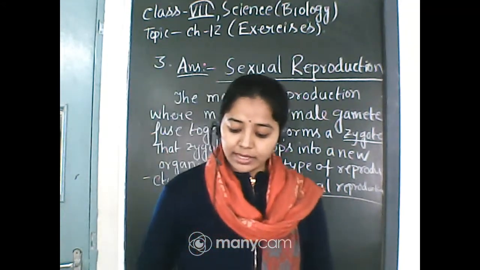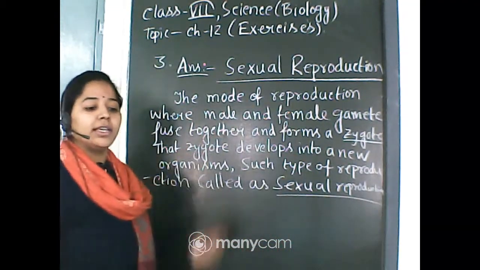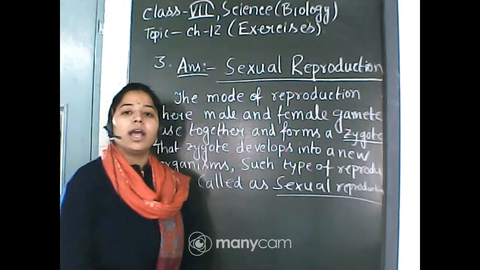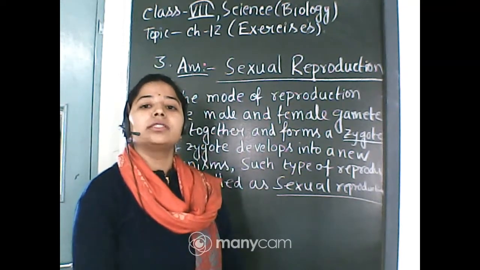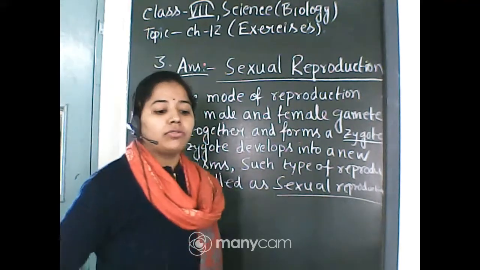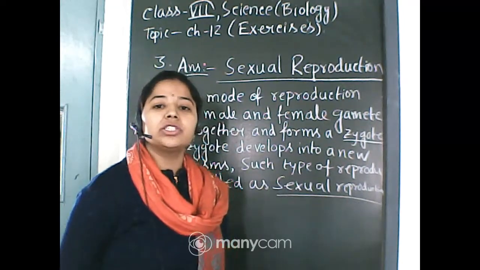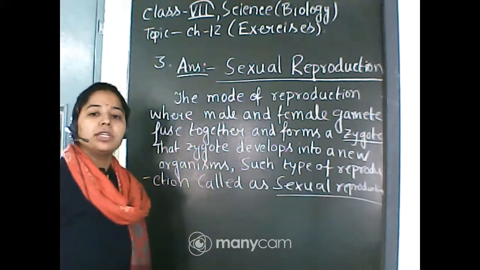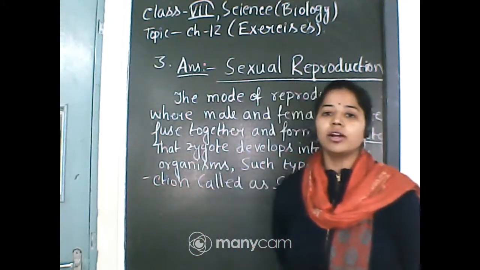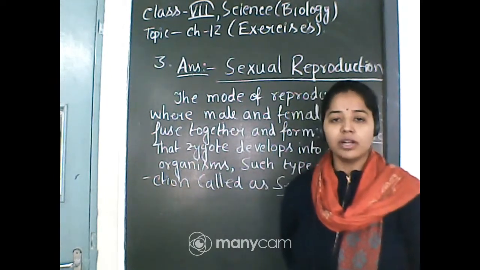Explain what you understand by sexual reproduction. Actually, what is sexual reproduction? That is written on the board. You can see, it is the mode of reproduction where male and female gametes are involved, and their fusion forms a structure called zygote, and that zygote develops into a new organism. So this type of reproduction is known as sexual reproduction.